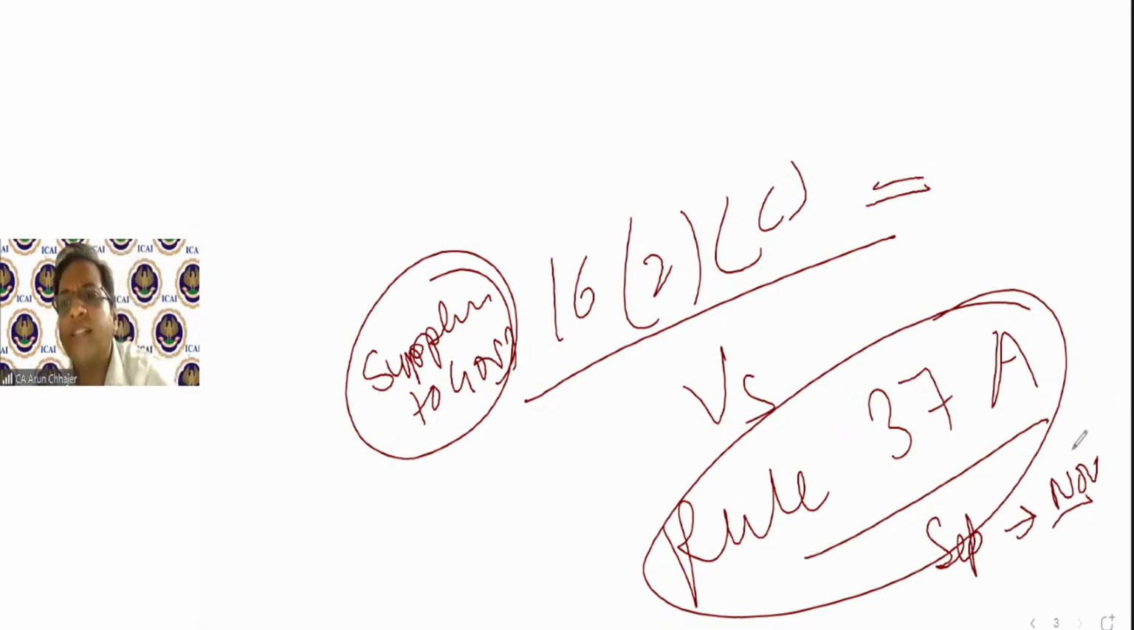What does this mean? They are giving a little relaxation. The government is giving certain relaxation to the recipient that you can take the ITC, but you have to check in future. If it is not paid ultimately by September, then you have to reverse. Is this point clear? Varsha, you asked a very good question, but is it clear? I am asking everyone, this is a very good point: 16(2)(c) versus 37A. Very nice. You did great interlinking. So is it okay?